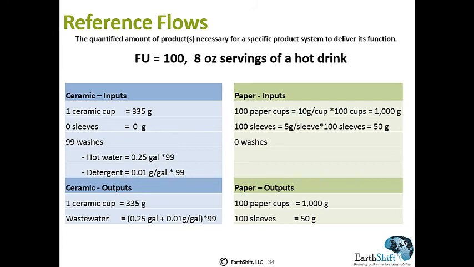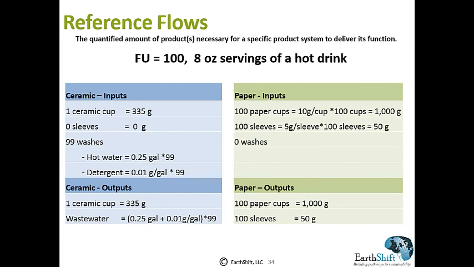From the functional unit, you can determine the reference flows, that is, the quantified amount of product necessary for a specific product system to deliver its function. Our functional unit is delivering 100 8-ounce servings of a hot drink. When we are going to compare the inputs and outputs for the ceramic and paper cup and what is required of each to deliver the function, data are usually in weight units in LCA modeling, so you'll see weight units used in these tables. Each paper cup is 10 grams, where the ceramic cup is 335 grams.